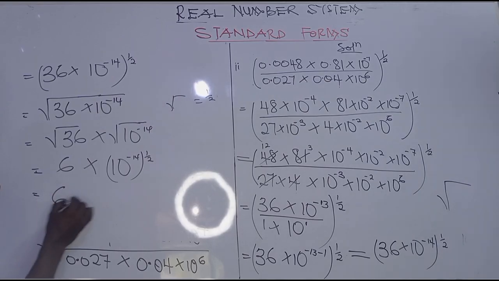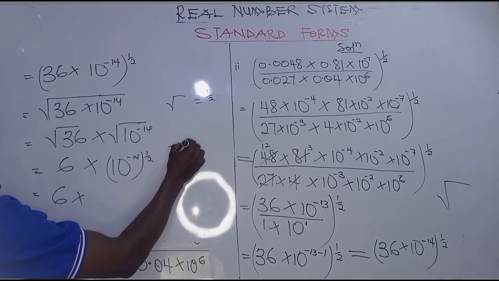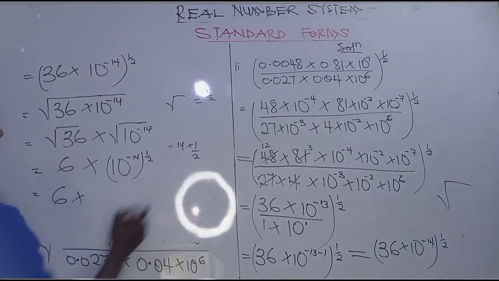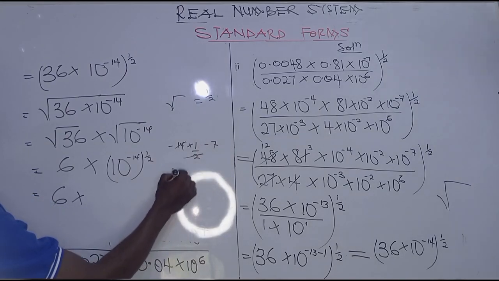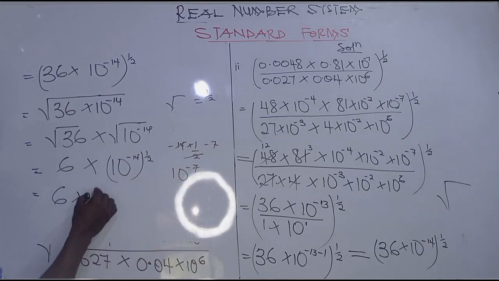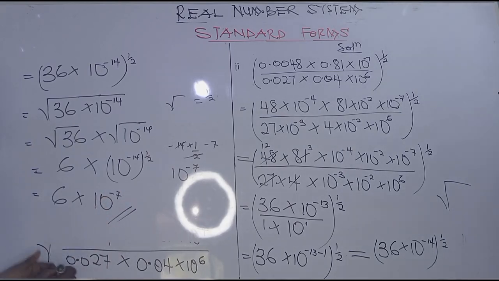So we have 6 times, so this is the same as negative 14 times 1 over 2. So this will cancel this. We are left with negative 7. So we have 10 raised to the power negative 7. And that is that. As easy as A, B, C, D.